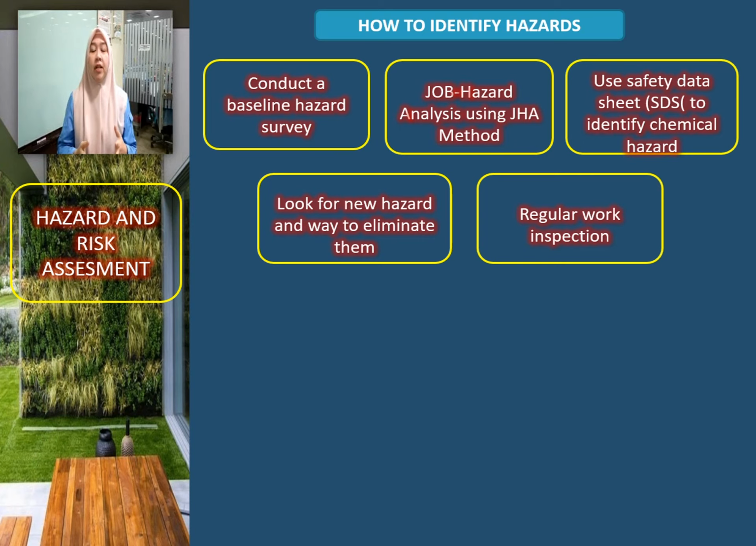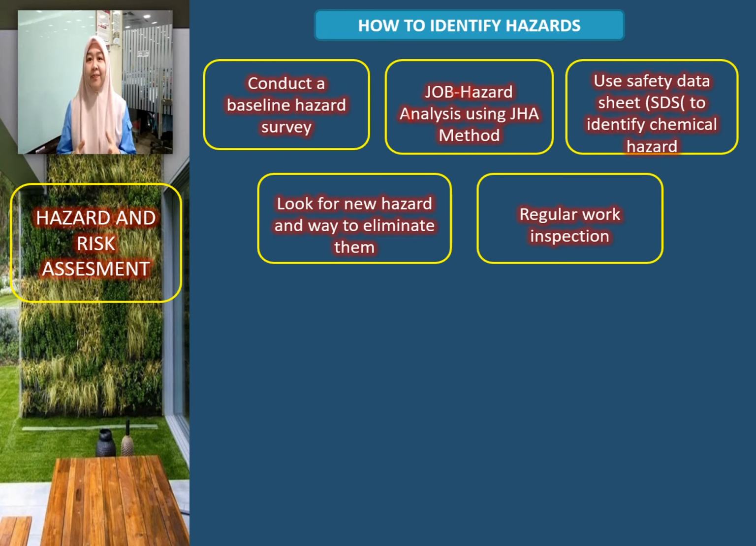A job hazard analysis is a JHA form. It's a method to identify, assess and control hazards. And then the third one, use the safety data sheet for chemical hazards. It's called SDS. All employees must be able to understand and use the safety data sheet.